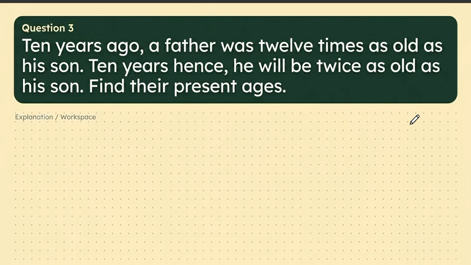"10 years ago, a father was 12 times as old as his son, and 10 years hence he will be twice as old as his son." So again the same thing, father and son. So we'll make the table first. Okay, let's make the table here.